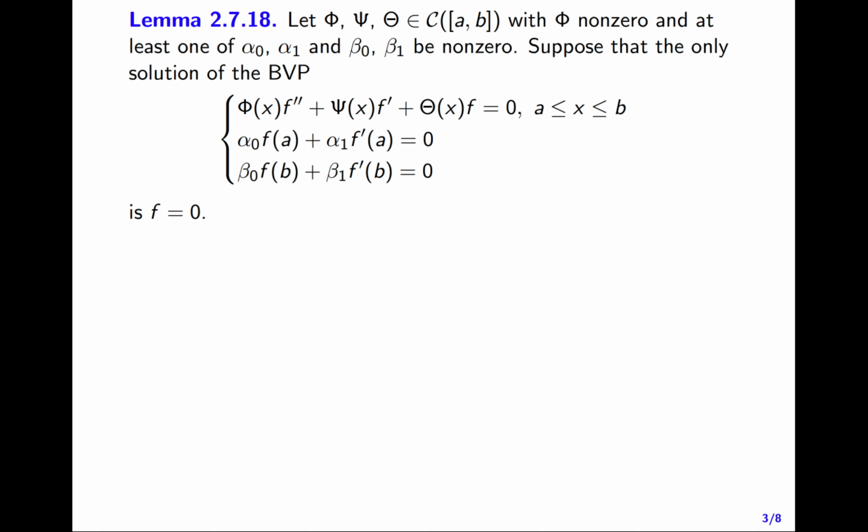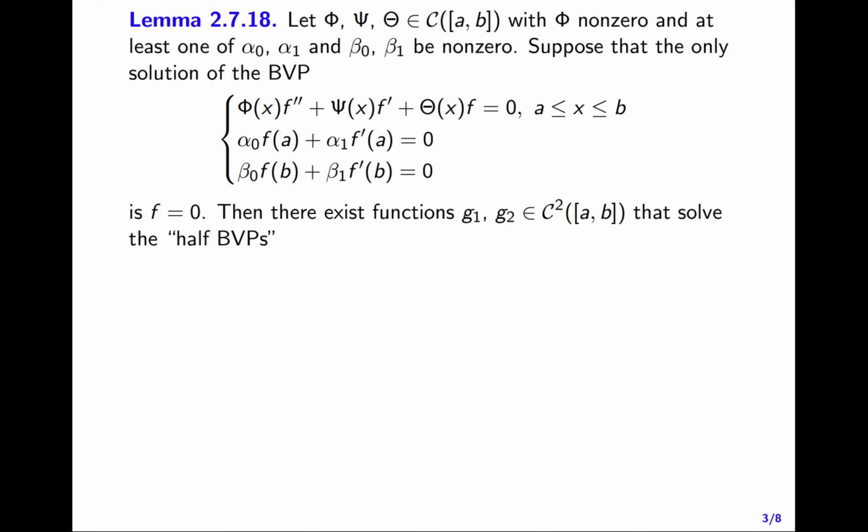Now let's look at the boundary value problem of the form phi of x times f double prime plus psi of x times f prime plus theta of x times f equals 0 on the interval a to b, with the familiar boundary conditions alpha 0 f of a plus alpha 1 f prime of a is 0, and beta 0 f of b plus beta 1 f prime of b is 0. Suppose that the only solution to this boundary value problem is the trivial solution f equals 0. Then I claim there exist two functions, g1 and g2, that are twice continuously differentiable and that solve the following, shall I say, half boundary value problems.